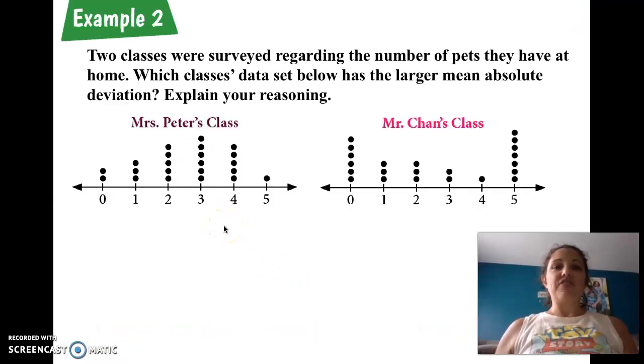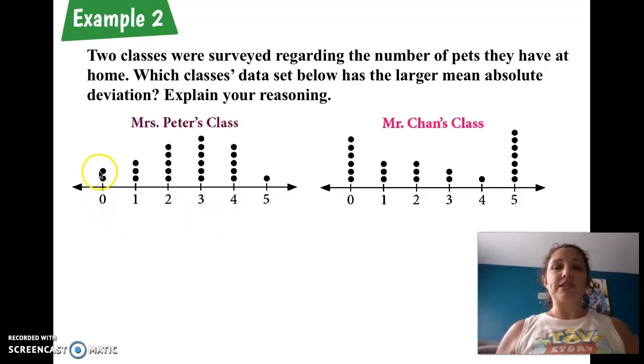All right, here we have dot plots. We did struggle with dot plots. Two classes were surveyed regarding the number of pets they have at home. Which class's data set below has the larger mean absolute deviation? Explain your reasoning. So we've got Mr. Peters' class, we've got Mr. Chan's class. Each number down here tells us how many pets they have.